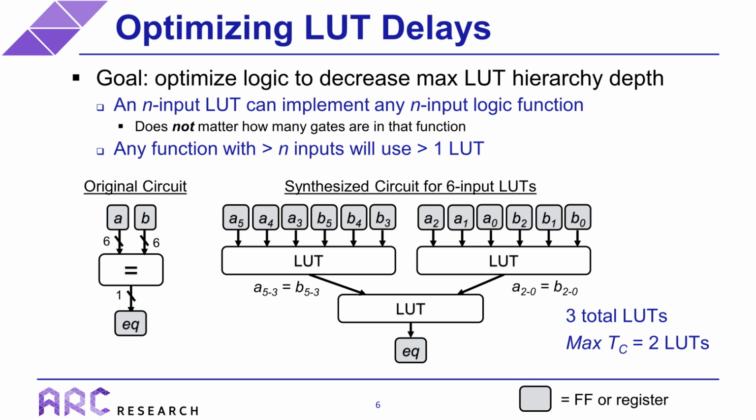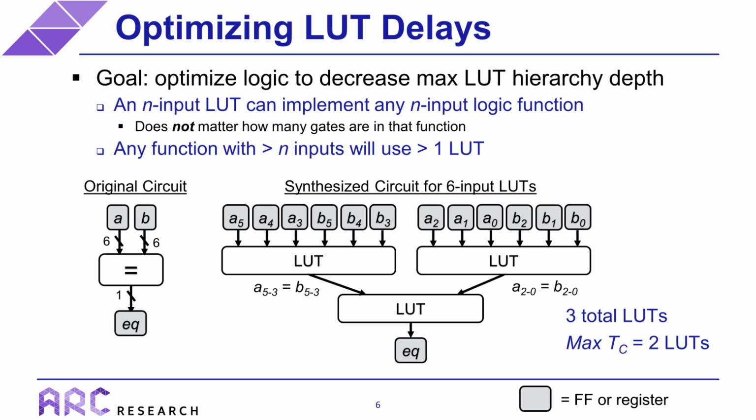The example at the bottom of the slide illustrates this concept. Let's say that our original circuit is a 6-bit comparator, meaning that it has two inputs that we'll call A and B that are each 6 bits, and those get compared to produce a 1-bit output. And for this example, all of these inputs and the one output go through flip-flops.